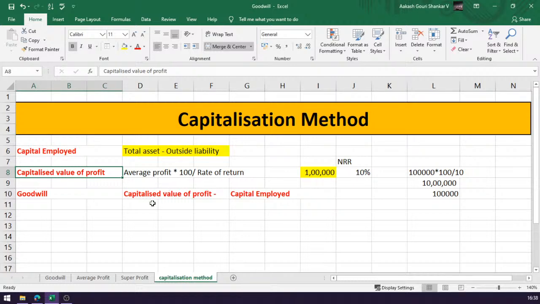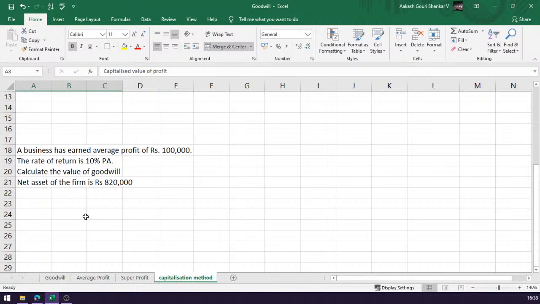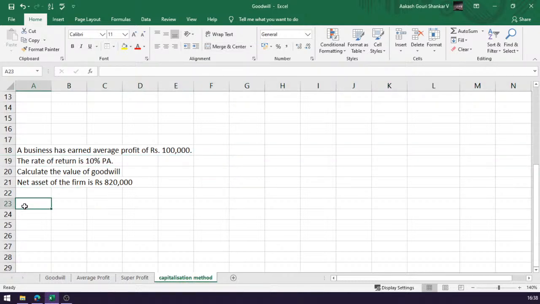So now we will discuss one sum in order to make it clearer and easier to understand. A business has earned an average profit of rupees 1 lakh. They have themselves given that it is an average profit. Now the first step is to find, in order to earn a profit of 1 lakh, when the rate of return is 10 percentage per annum, what will be the amount of capital invested into the business?